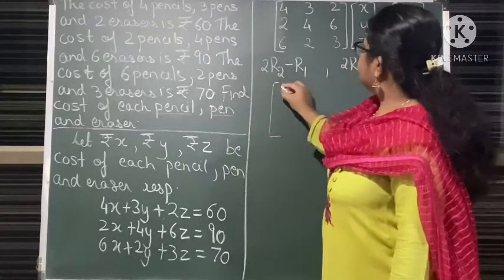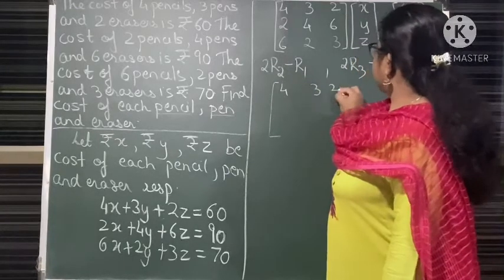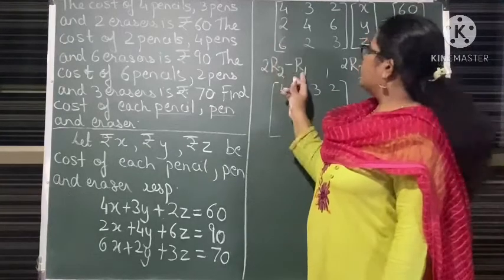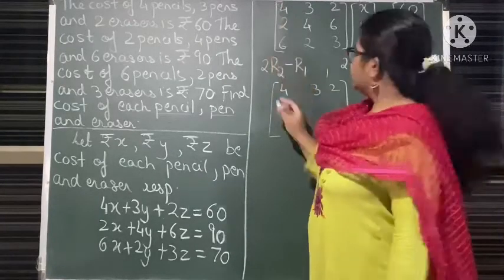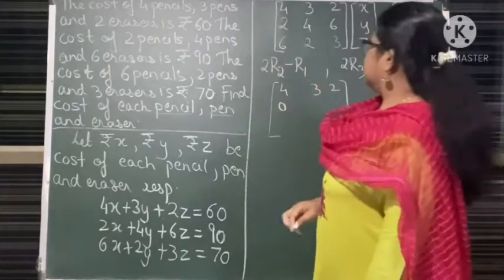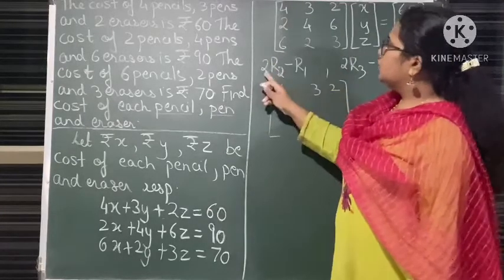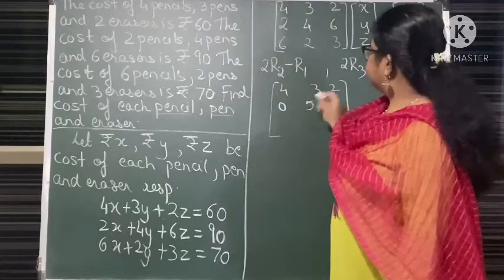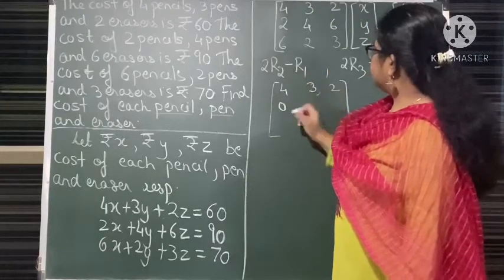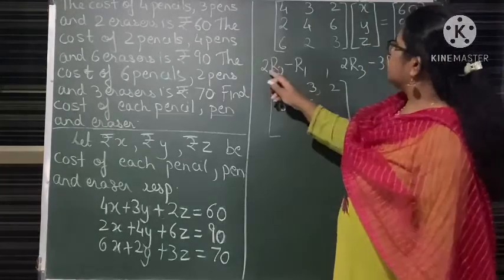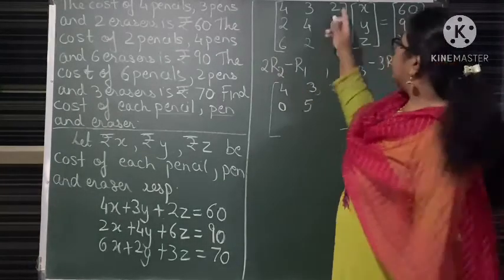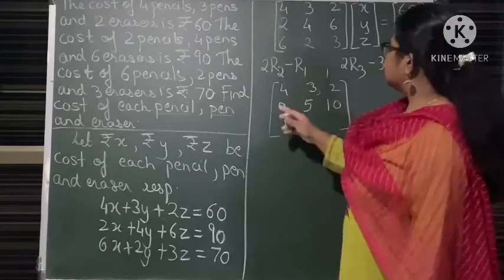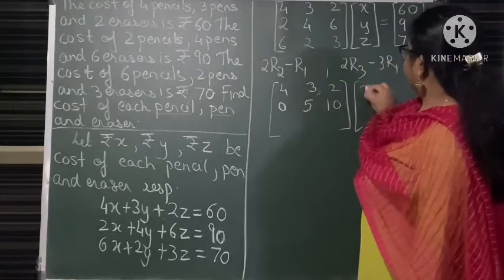Okay, so let us do these two operations. First row, no operation, 4, 3, 2 as it is. Now 2 into 2 is 4, 4 minus R1, so 4 minus 4, so this element has become 0. Next, 4 2s are 8 and 8 minus 3 is 5. So second element is 5. Next, 2 6s are 12 and 12 minus 2 is 10. Now second row is over here. Move to third row.